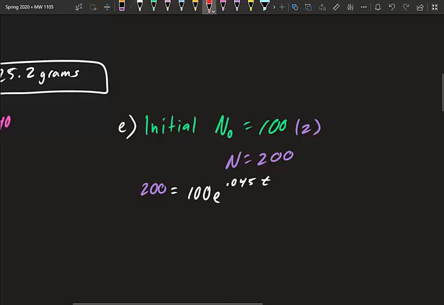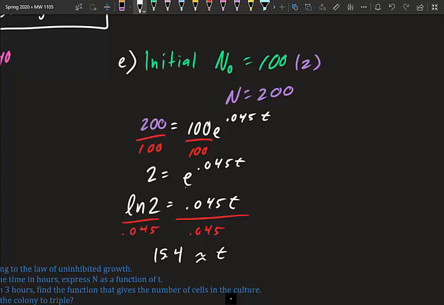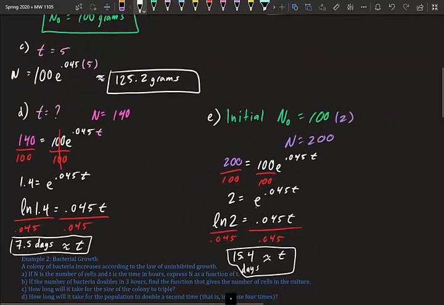We're going to divide by 100. And when we do, we're left with 2 equals e to the power of 0.045 t. There's nothing in front of e, so let's go ahead and switch this to ln. We have ln 2 equals 0.045 t. Divide by 0.045. And we get t is approximately 15.4 days. And that makes sense because if we're doubling it, we're doing it 2 times. So 15.4 days makes sense.